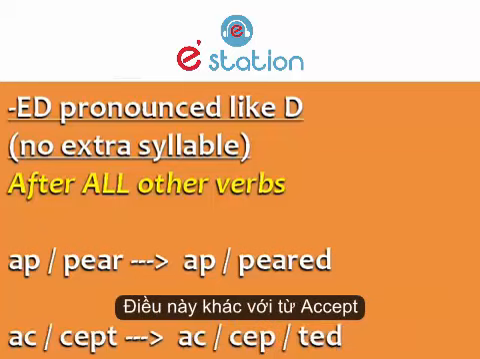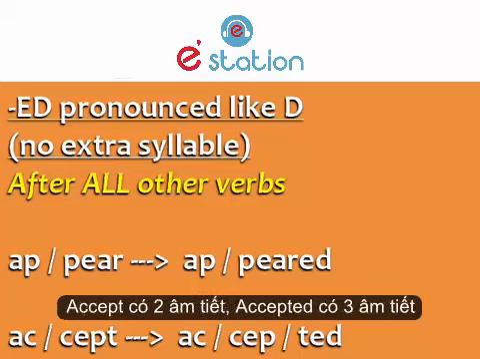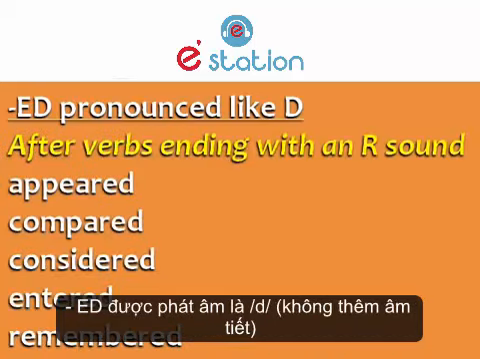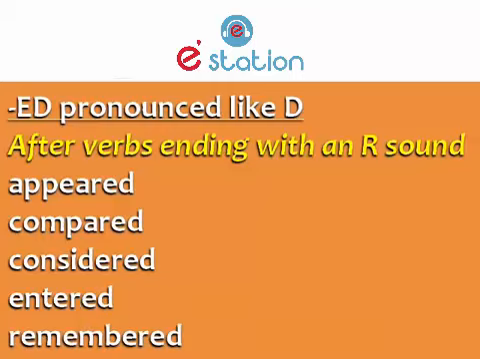This is different from the verb accept. The past of accept is accepted. Accept has 2 syllables, and accepted has 3 syllables. Ed is pronounced like D with no extra syllable after verbs ending with an R sound. Appeared, compared, considered, entered, remembered.